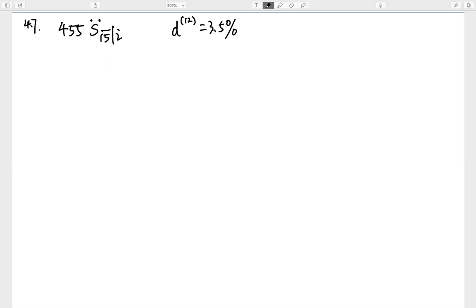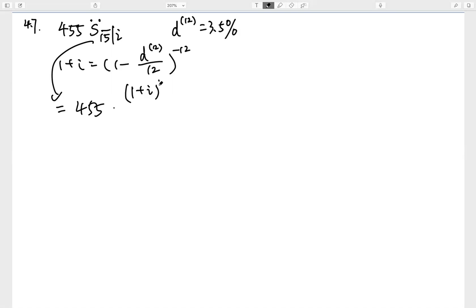So we are doing things repeatedly. So from here, 1 plus i equals 1 minus d upper 12 divided by 12, and then obviously I need to raise the power to -12. So once I know i, this is easy, right? So once I know i, this becomes 455 times (1 plus i) to the n minus 1, divided by d. d is i divided by 1 plus i. Okay. Go on to the next odd question, 4.9.